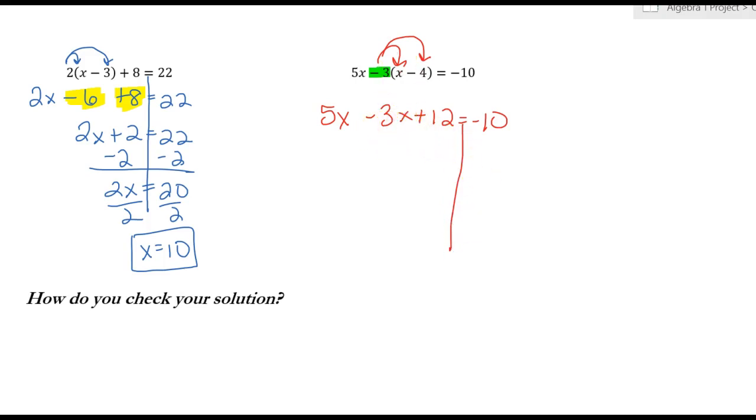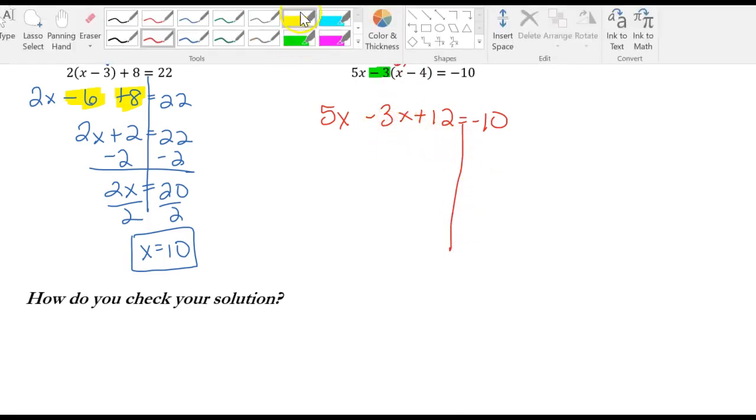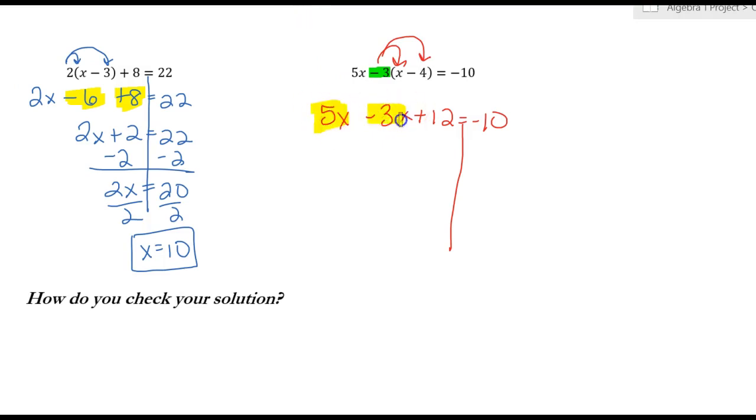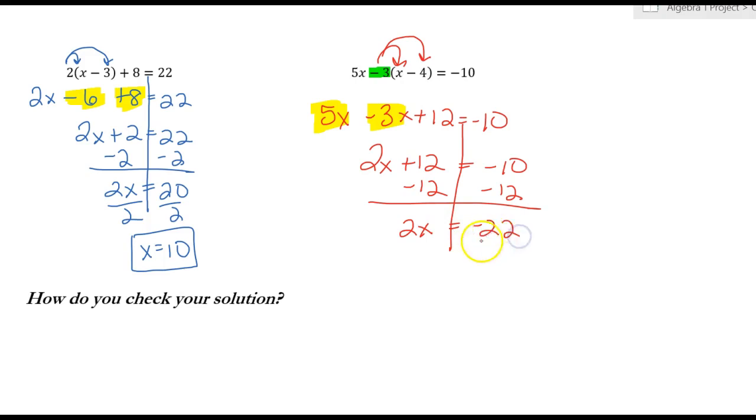And now my things that can go together are the x's. So this 5x and that negative 3x. That's going to become 2x. So 2x plus 12 is negative 10. I'm going to minus 12 on both sides. So I get 2x is negative 22. And now I divide by 2. And x is negative 11. That's it.